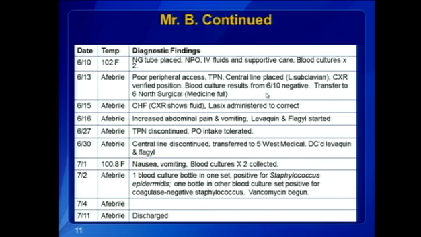On the 10th, he continues to run a fever, and it actually jumps to 102 Fahrenheit. He has an NG tube that's placed. He's made NPO. He has IV fluids and supportive care begun, and they draw 2 blood cultures. On the 13th, because of his poor peripheral access, they start a central line, left subclavian, and they begin him on TPN after verifying by chest x-ray the placement of that central line.